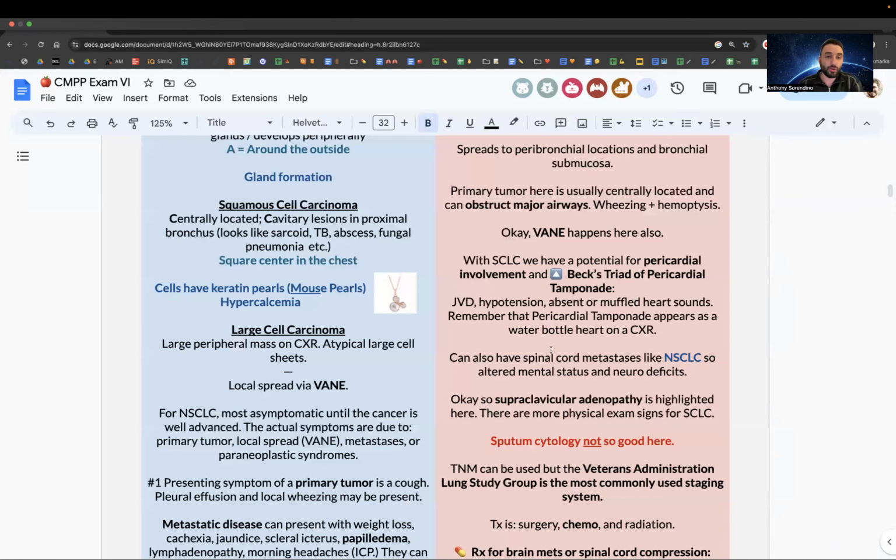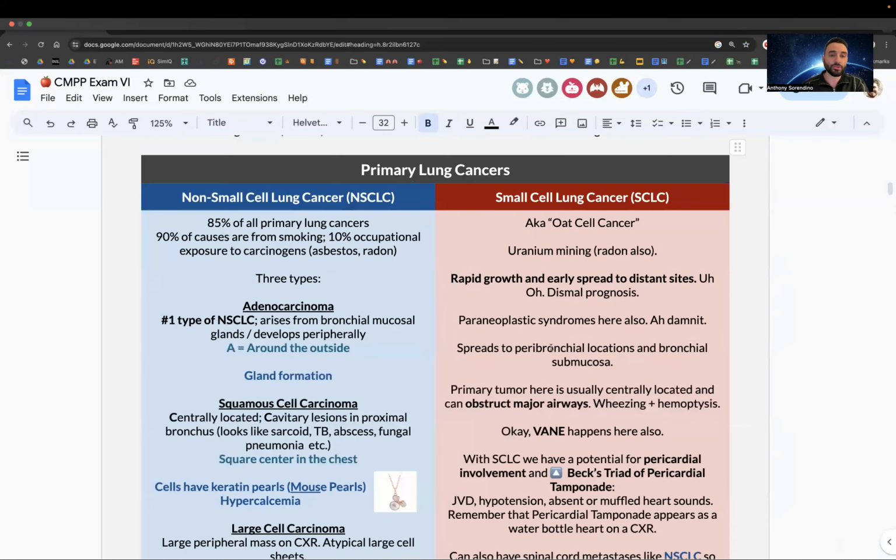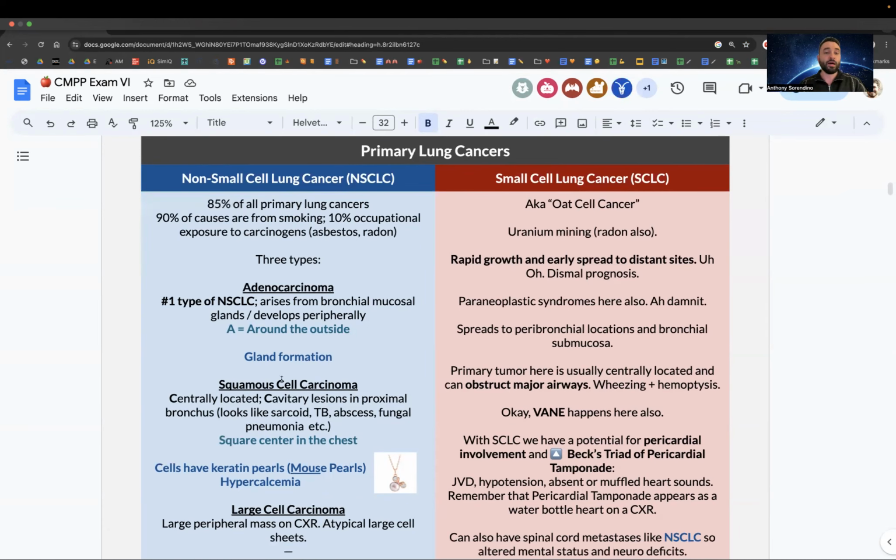Okay, let's dive right into it. So non-small cell lung cancer, there are 3 types. This is the most common one when we're comparing it to all other lung cancers. 85% are going to be non-small cell lung cancer, okay? 90% are from smoking. You can also get it from radon or asbestos, okay?